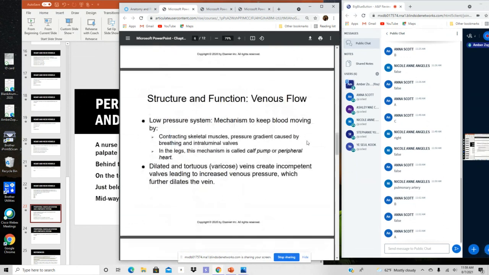The structure and function of venous flow, it's a low pressure system. It's a mechanism to keep blood moving, and venous flow moves by contracting skeletal muscles, the pressure gradient caused by breathing, and by intraluminal valves. In the legs, this mechanism is called calf pump or peripheral heart. Dilated or tortuous varicose veins create incompetent valves, which lead to increased venous pressure, which further dilates the vein.